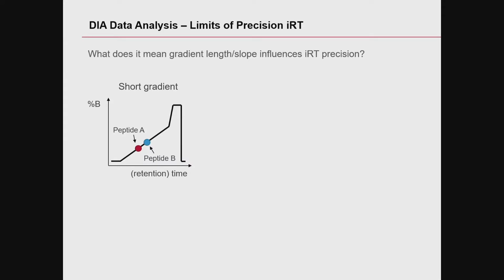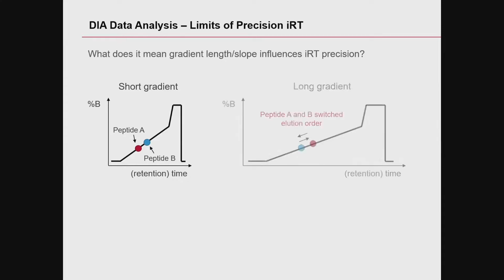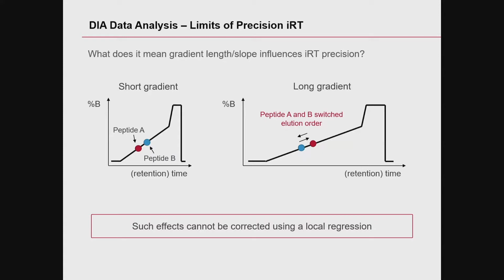And then, what does this actually mean if you think about that? The gradient length has an influence on the precision of the iRT, and that's what I tried to explain on this slide here. So if you would have a short gradient and peptide A elutes before peptide B, it means that on the longer gradient, peptide B suddenly elutes before peptide A. That's, of course, in very close vicinity to each other, but it means that peptides can change their order in terms of the elution from the chromatography. And that's something you can never correct, or not so easily correct, with some sort of local regression. So this again reflects the lower limits of the precision you can get with this concept.